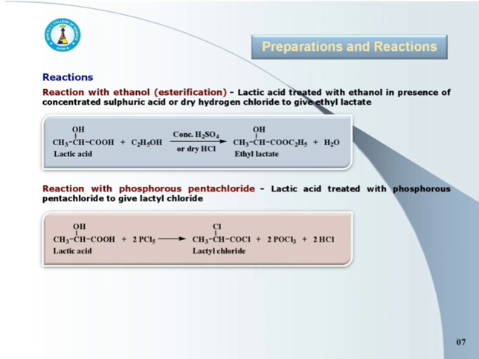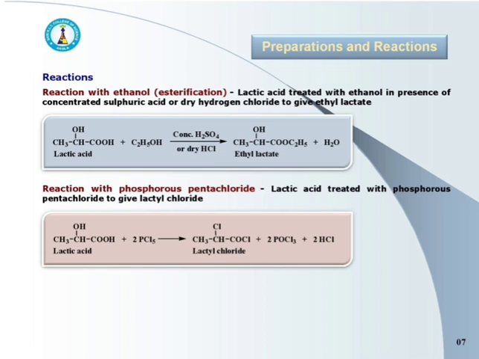See the reaction. This is the common esterification using alcohol and acid. The COOH group present in lactic acid gets converted to ester so as to obtain the ethyl lactate.